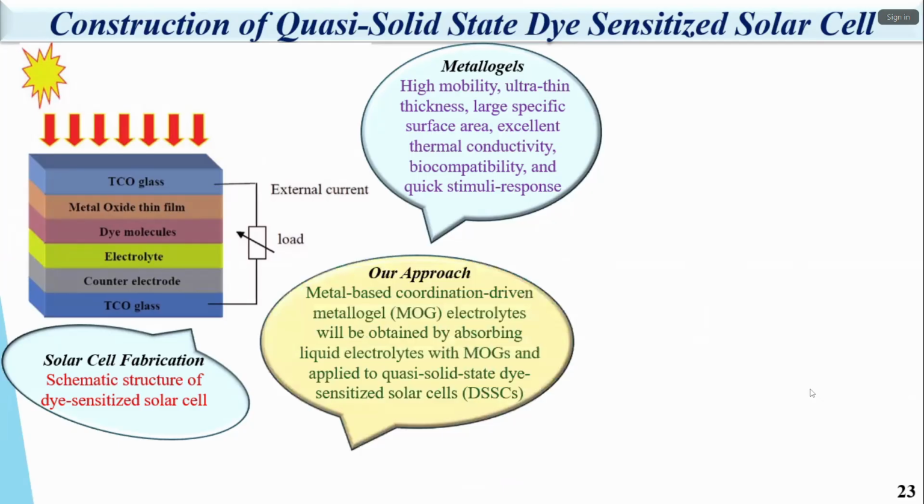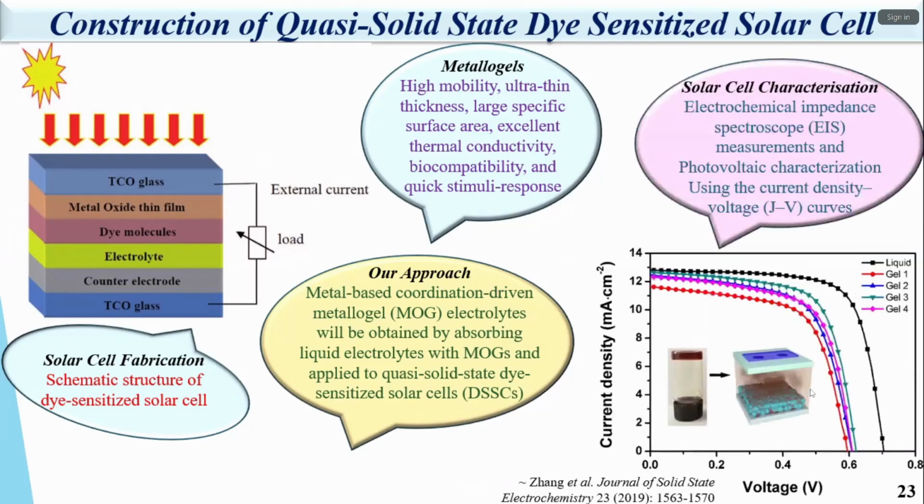So our basic approach is to form a metal-based coordination-driven metal gel electrolyte by absorbing liquid electrolyte with metal organic gels and apply it to a quasi-solid state dye-sensitized solar cell. Further, its characterization will be done. Electrochemical impedance spectroscopy measurement and photovoltaic characterization will be done.